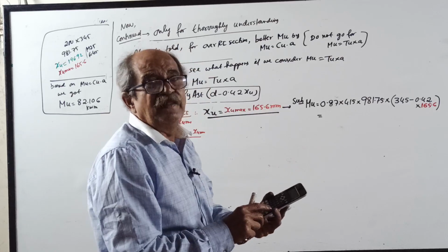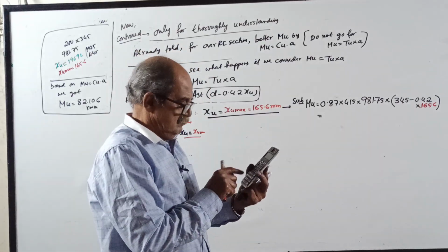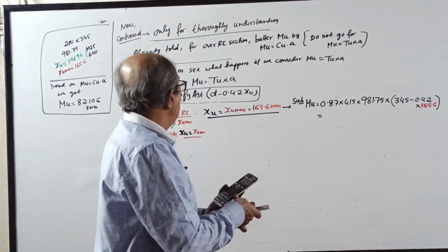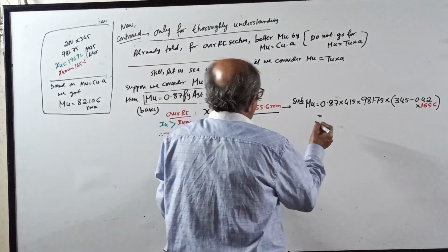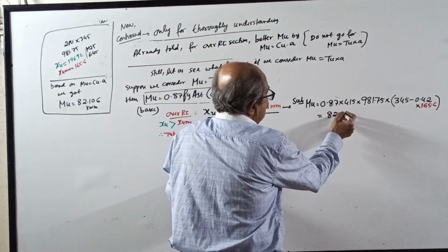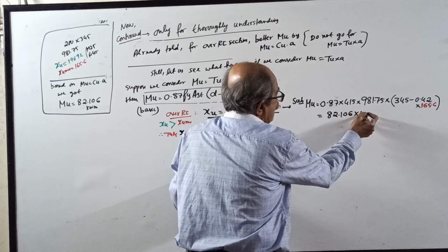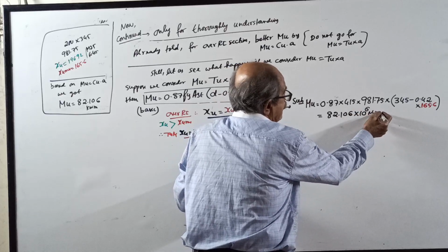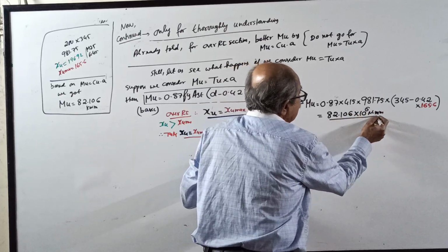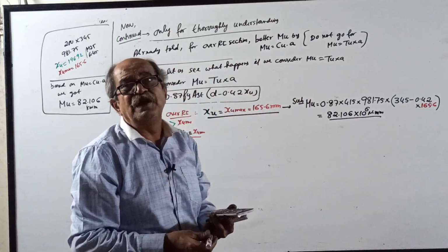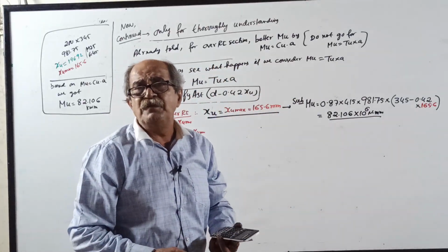I will take my calculator then and start operating. Fast I will operate. I will write the answer, equal to 82.106 × 10^6 Newton millimeter. Then suddenly from the student side, an objection will come. Sir, no sir, it is not coming.